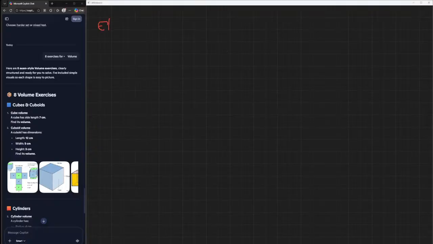So let's go with exercise 1. A cube has a side length of 7. So we have this. Oh wait, is that a cube? Yeah, now we do the volume. So a cube is this one, and then we have a 7 centimeter side. In the cube, if this is 7 centimeter, then this and this line here are too. Okay.